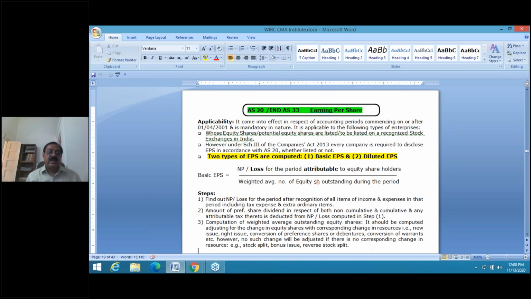So friends, at the end of this second situation, you can say this AS is applicable to all companies: private, public, listed, unlisted public, all companies. Because under the Companies Act, all companies are required to show their EPS. And this Companies Act also requires two types of EPS to be calculated and shown: basic EPS and diluted EPS. Now let's go to first, basic EPS.